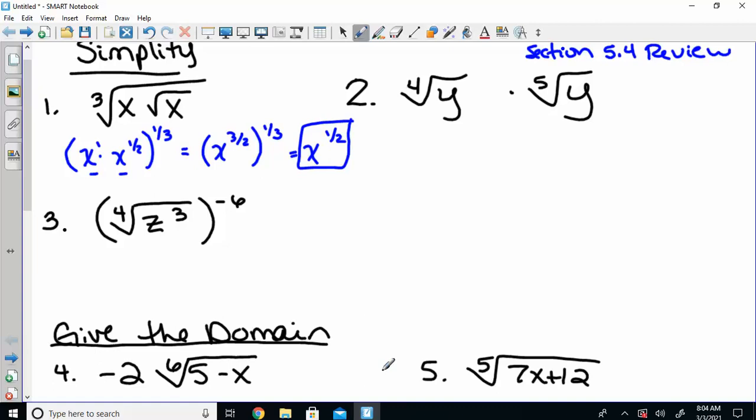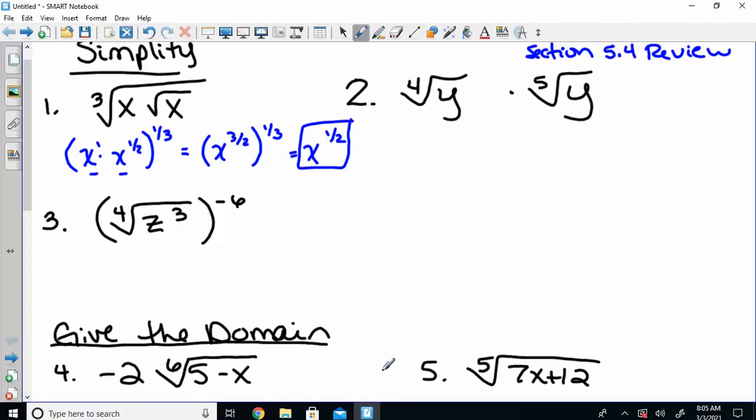So those were the ones that you guys had a little more trouble with on the Math Excel. There'll probably be one like that on your quiz tomorrow. So you have to write it with those fraction exponents and then simplify as much as possible. Let's look at number 2.